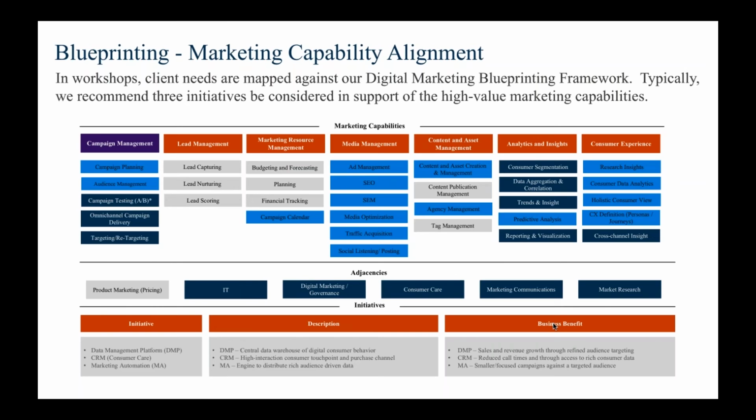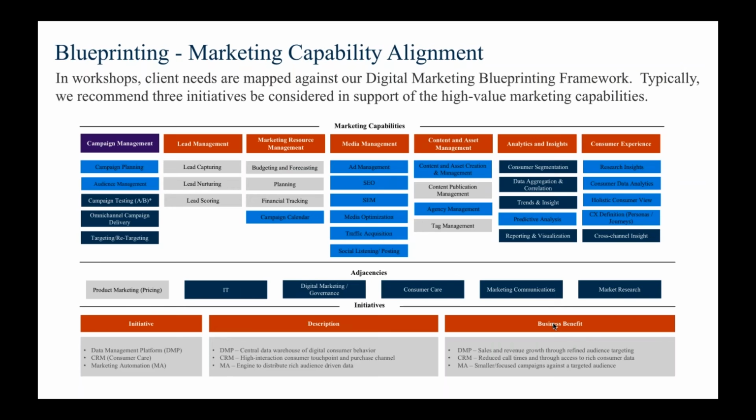In the middle, you'll have adjacencies. So these are the groups that may not be directly related to marketing, but they have a stake in the game. Product and pricing folks, IT, governance, call center, maybe an internal marketing communications group. Maybe there's a research group. You always have to take into account adjacencies because those people are probably sitting in meetings with you as you roll this project out. And then at the end of the day, it's all about really just color coding and really making sure you understand first, second, and third.